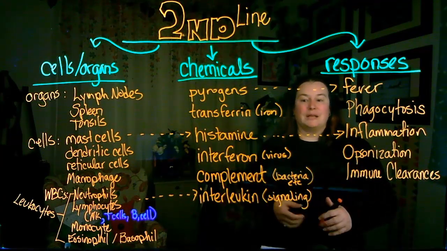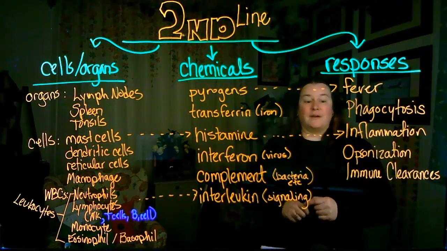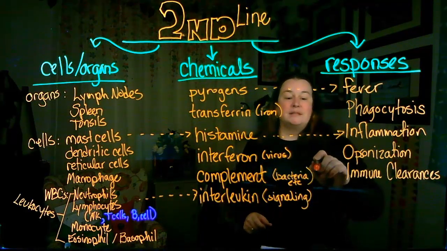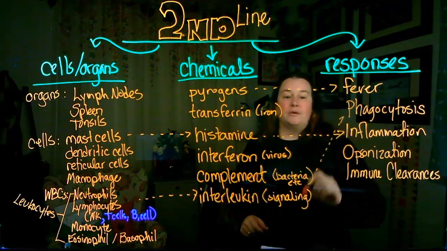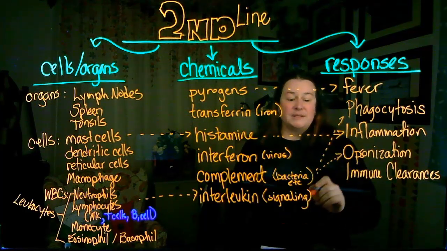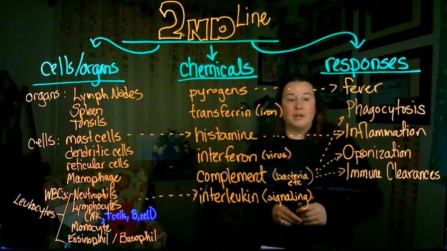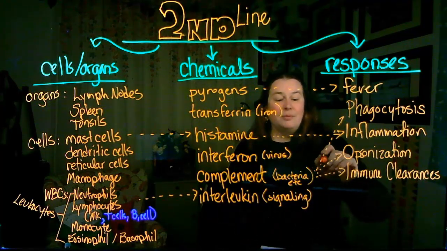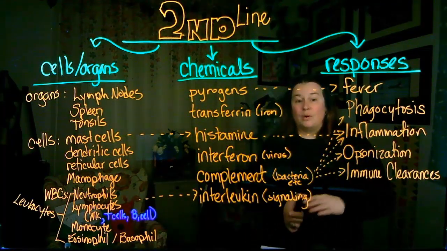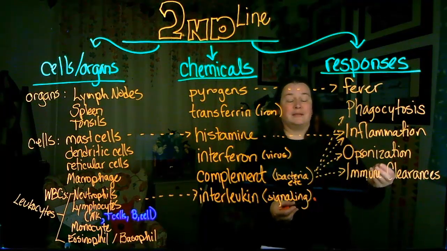Okay, so complement. Complement is going to be involved in phagocytosis. Complement is going to be involved in opsonization, and complement is going to be involved in immune clearance, as well as complement is involved in inflammation. So in a video on complement, we will further investigate the concepts of how complement is creating so many of these responses simultaneously.